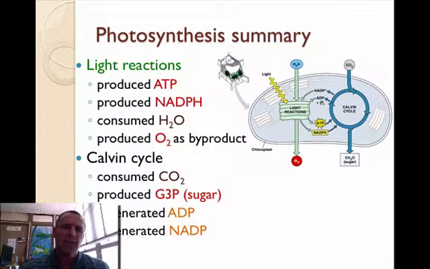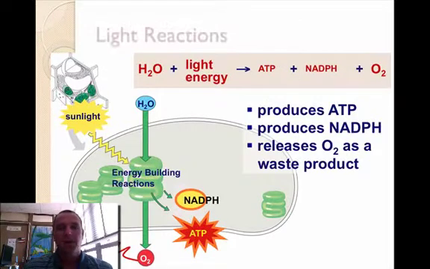So just a little summary of what we've talked about. There's 2 reactions: the light reaction and the Calvin cycle. The light reaction produces ATP and NADPH. It consumes the water, and it releases oxygen as a byproduct. The Calvin cycle consumes carbon dioxide, which is the other raw material of photosynthesis, produces G3Ps, and it regenerates ADP and NADP.